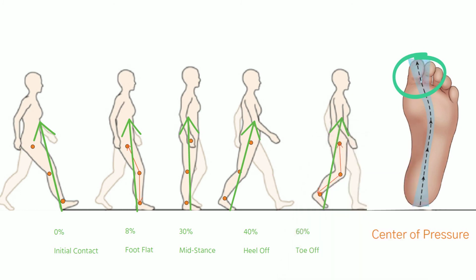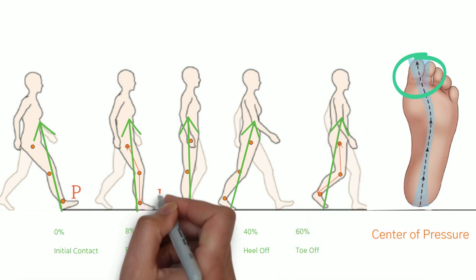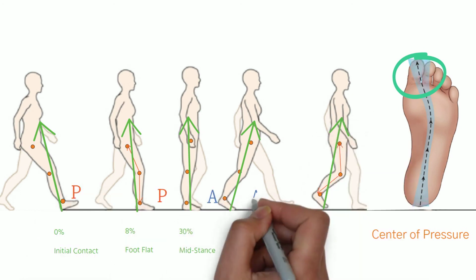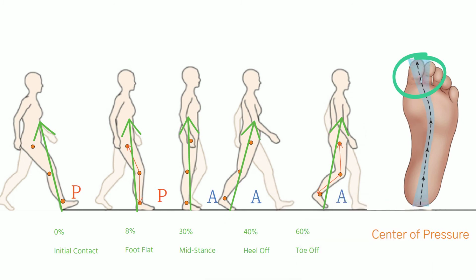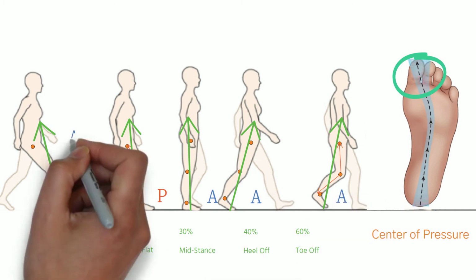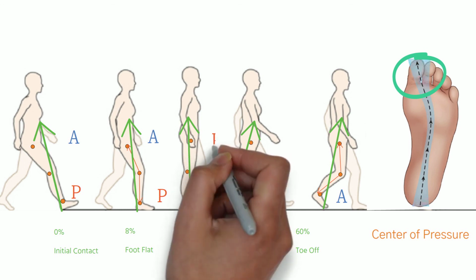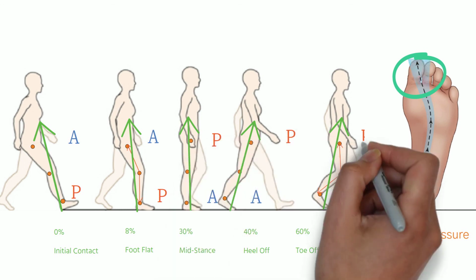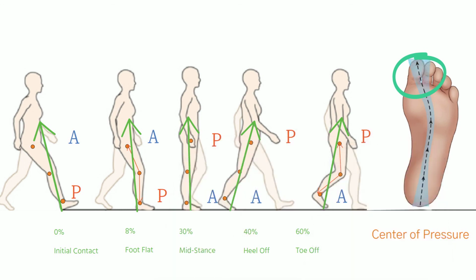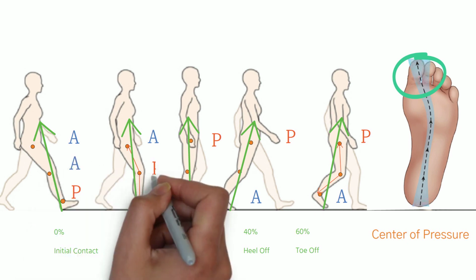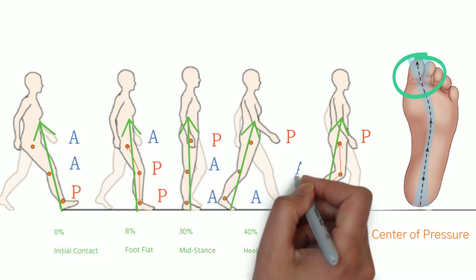Here's a quick summary. For the ankle, it's posterior, posterior, then anterior, anterior, anterior. For the hip, it's exactly the opposite: anterior, anterior, posterior, posterior, posterior. And finally, for the knee joint, it's anterior, posterior, anterior, anterior, posterior.